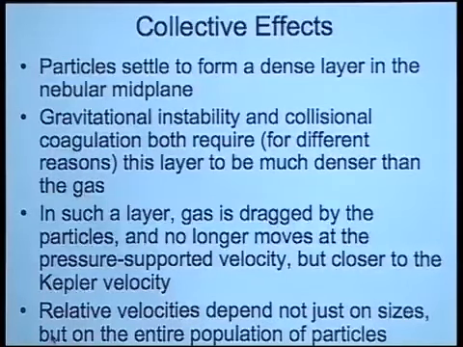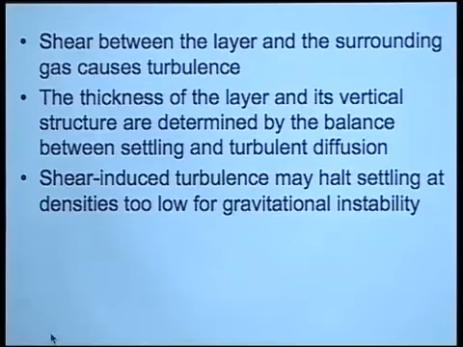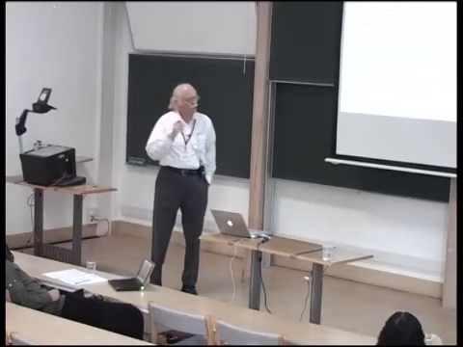So in attempting to model this, we are looking for the shear that is induced in the gas by the particles. It is going to generate some turbulence, even if the nebula itself is not turbulent as a whole. And so the structure of the particle layer that results is a balance between the turbulent diffusion, which is trying to thicken the particle layer, and the vertical component of gravity, which is trying to settle it down into a thinner layer. And so we're looking for an equilibrium between that.